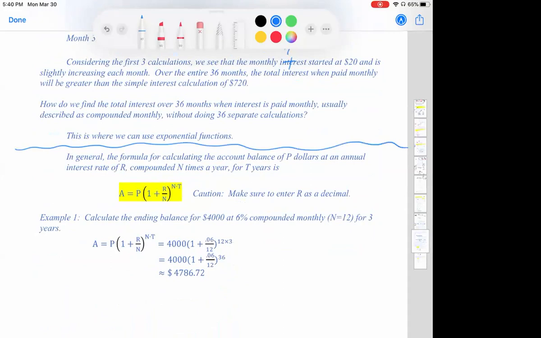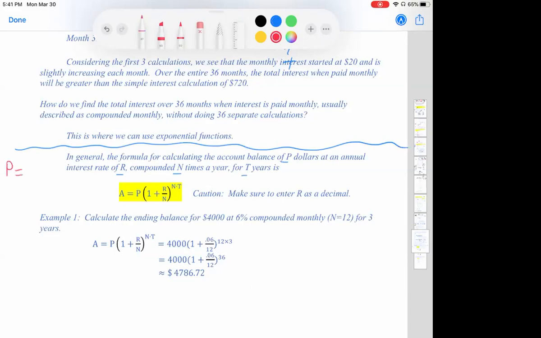In general, the formula for calculating the account balance of P dollars at an annual interest rate of R compounded n times a year for t years is this beautiful formula: A equals P times (1 plus R over N) to the power N times T. To help you remember better, we have everything laid out: P is our dollars, R is our rate, N is times per year, and T is years. So let's list that.